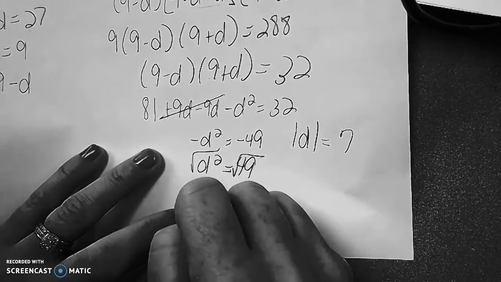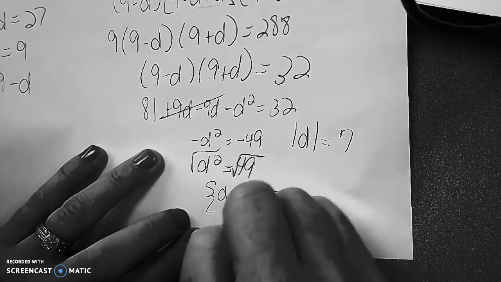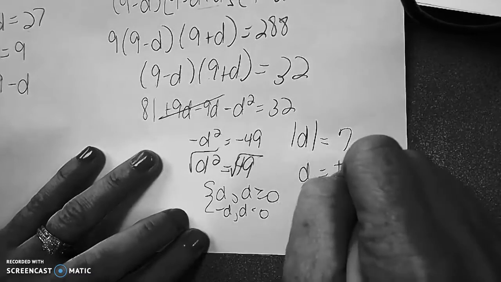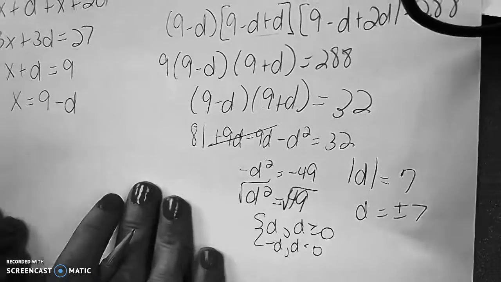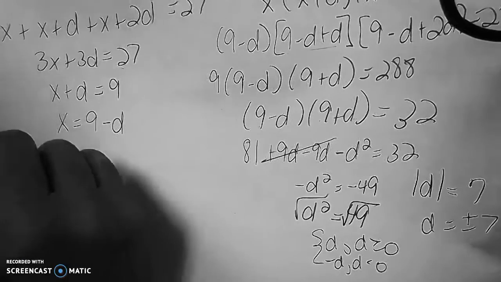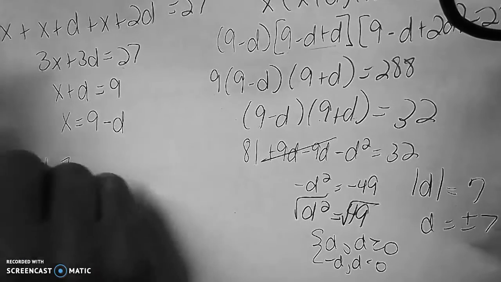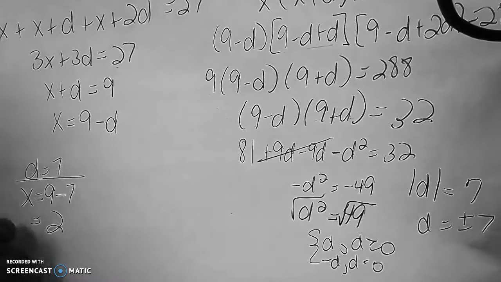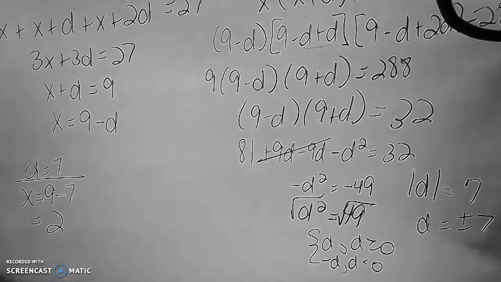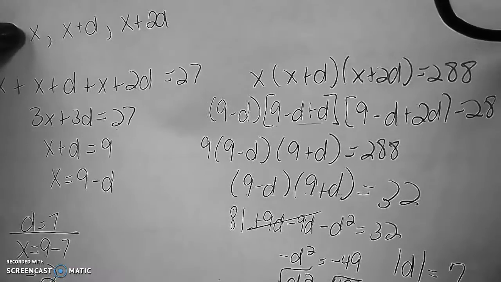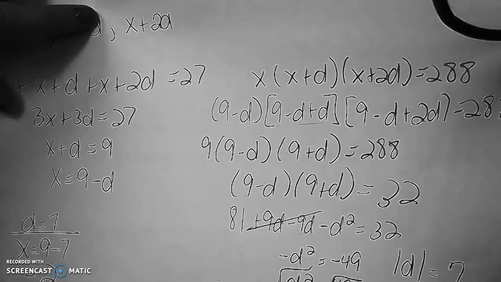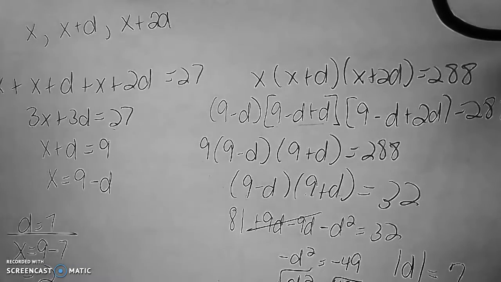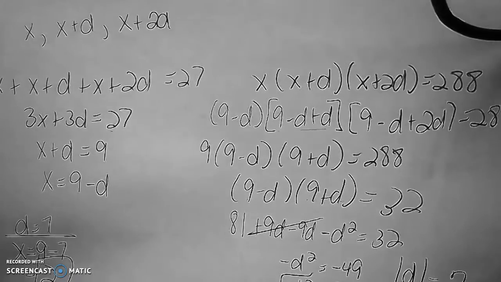And so I know that that means I have a piecewise function because absolute value actually has two pieces with it. So that's why d is plus or minus 7. So now I'm going to plug both of those in. So if I use that d is 7, I get 2 as one of my x's. So 2 plus 7 is 9. 9 plus 7 is 16.